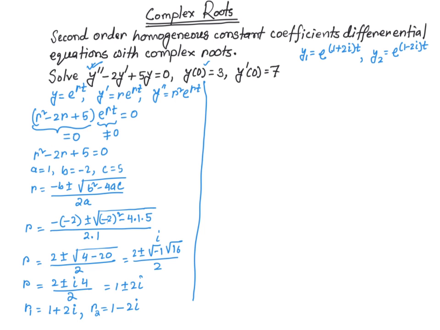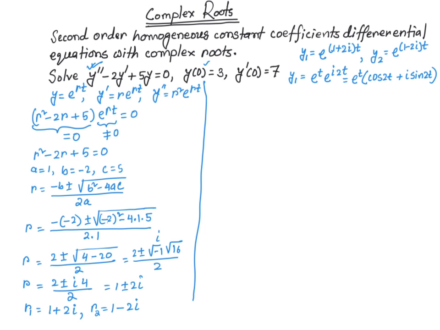Now I could simplify each of them. So let's say y1. So let's write it here to save some space. This is going to be e to the power 1 times t, which is e to the power t times e to the power i times 2t. Okay. This, by the way, I could simplify to e to the power t times cosine of 2t plus i times sine of 2t. Okay. This is just Euler's formula. e to the power i theta is equal to cosine of theta plus i sine theta.